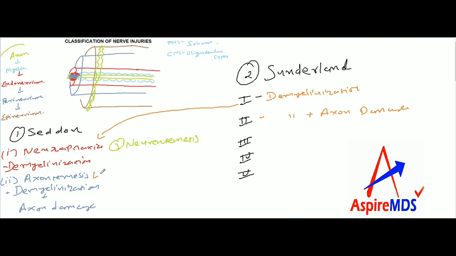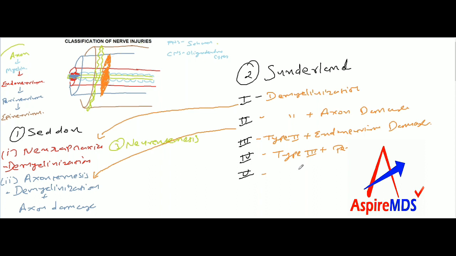In the third type, the damage is the same as type 2, with axon and myelin affected, and along with that there will be damage to the endoneurium also. So it is type 2 plus endoneurium damage. In type 4, the damage is the same as type 3 plus perineurium damage, so it will affect the fascicle, going up till the perineurium.